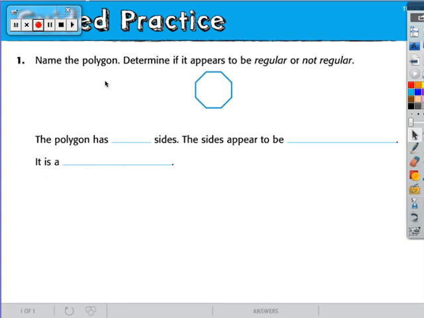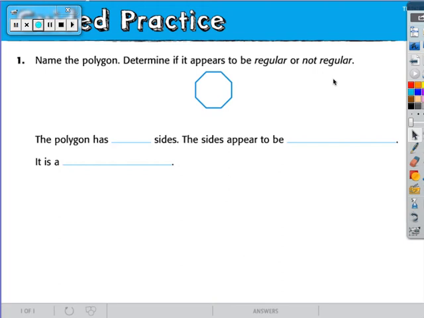Alright, guided practice. We're going to name the polygon. We're going to determine if it appears to be regular or not regular. So, most of your homework today is going to be determining whether polygons are regular or not regular. You will have other homework where you need to draw not regular or regular polygons.